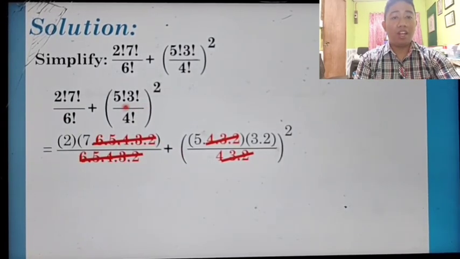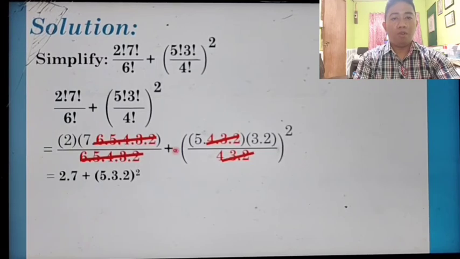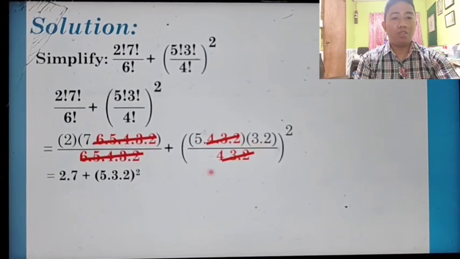Same manner with 5 factorial. So 5 factorial, 5, 4, 3, 2. 3 factorial, we have 3, 2. And 4 factorial, we have 4, 3, 2. And we cancel 4, 3, 2 in both the numerator and the denominator of the second term. So we have the remaining factors. The first term is 2 times 7, and for the second term, we have the quantity of 5 times 3 times 2, squared. So 5, 3, and 2.